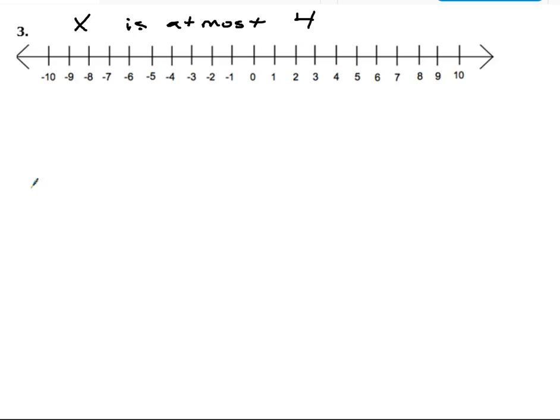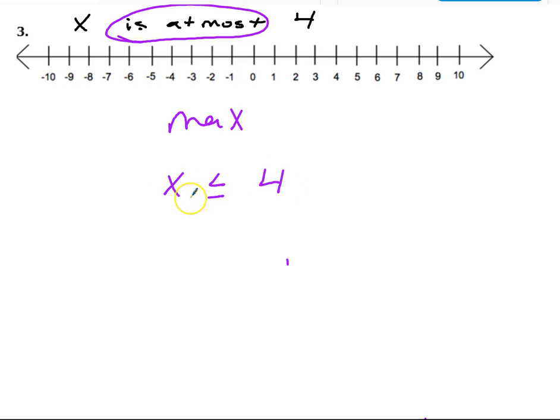Okay, x is at most 4. That "at most" can be a little tricky here. So at most means that 4 is going to be our maximum value. So 4 is the highest that it can be. So in this case, at most means less than or equal to, because this is the top. Okay, so now, since it has the or equal to, we're going to put a closed dot, and we're going to draw our arrow to the left, because those are numbers that are smaller than 4.